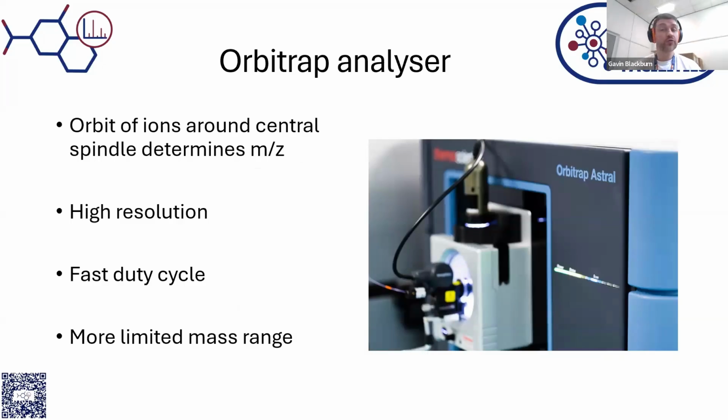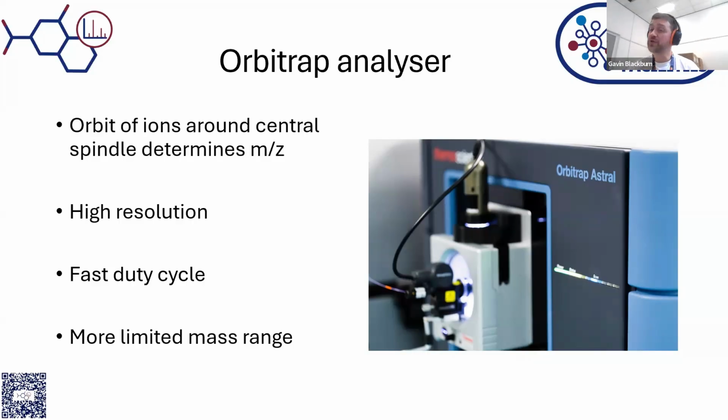Orbitrap analyzers are also trap-based. What they do is they take a package of ions. These ions are put into the Orbitrap analyzer, and they rotate around a central spindle that has a particular geometry. Their rotation around a spindle induces a current in an external electrode. So these are a Fourier transform-based instrument, and that current determines which mass-to-charge ratios are present. The size of that current determines the abundance of those mass-to-charge ratios in there.